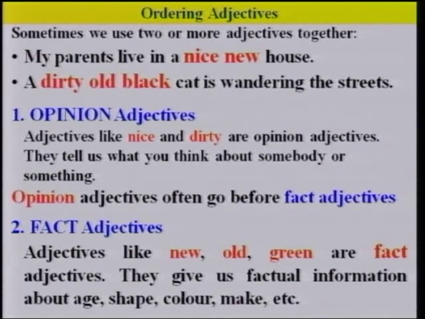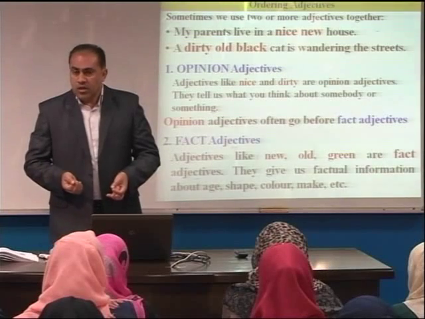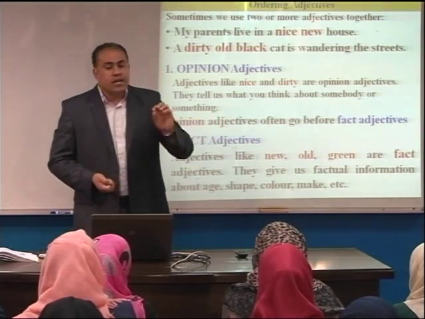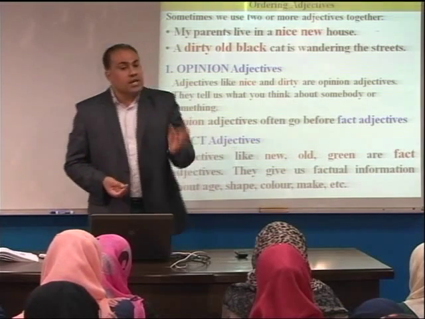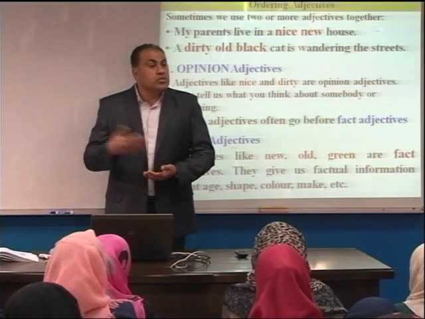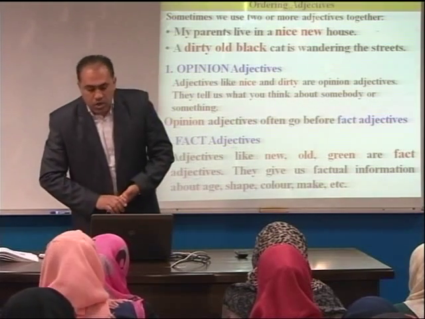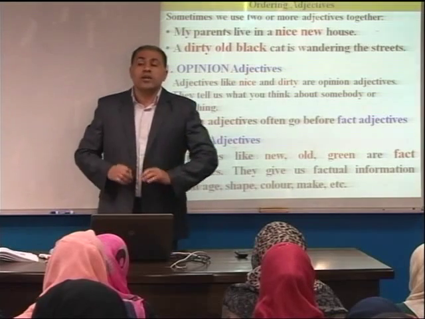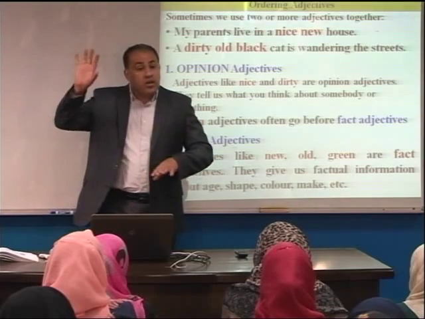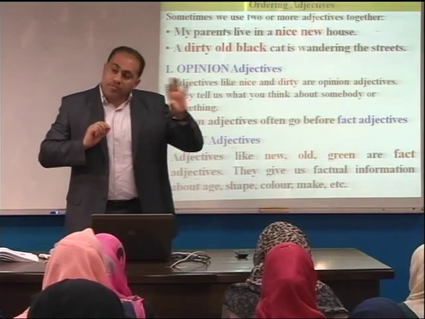What is the arrangement? Generally, we have to make a distinction between two types of adjectives: opinion adjectives and fact adjectives. Opinion adjective means it gives information that's your point of view. It's not something factual. When something is nice, this is an opinion. This is not a fact, because it's just your point of view. Because someone will say, no, it is not nice. When something is dirty, it is also another point of view, because someone will say, no, it is not very dirty. So the idea is that there are opinion adjectives and there are fact adjectives.